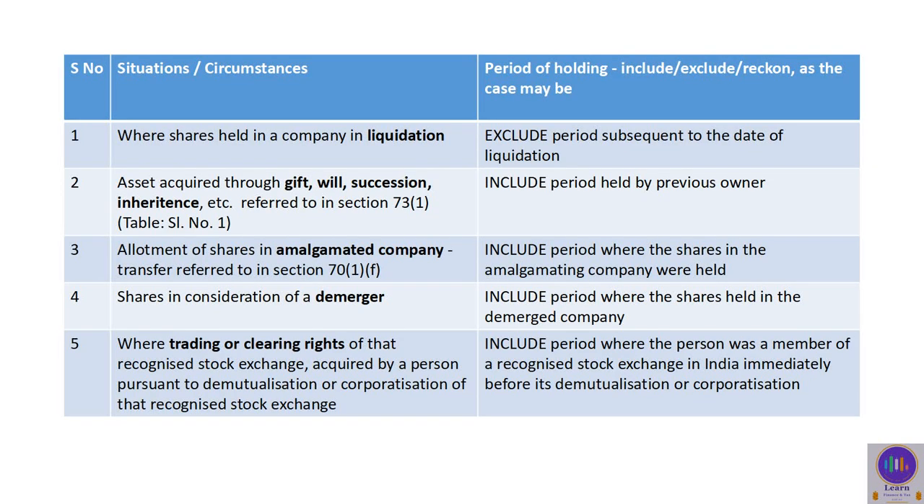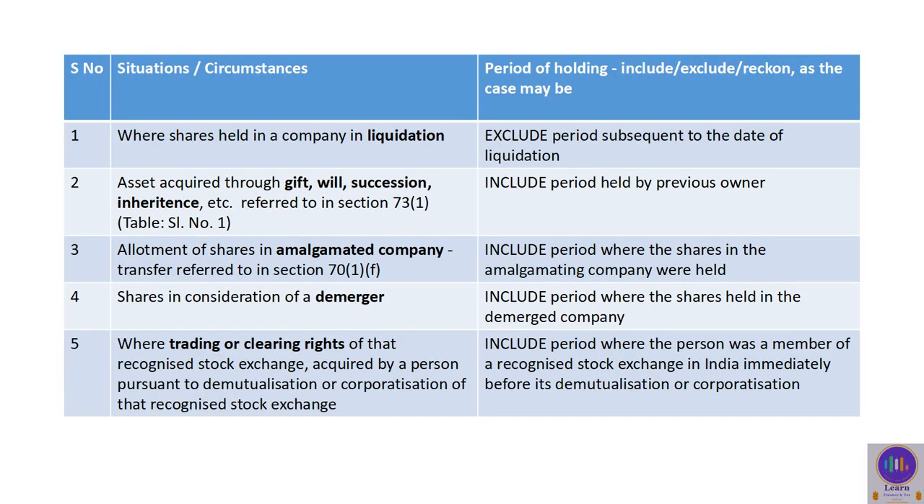In the case of allotment of shares in an amalgamated company. So you are holding shares in a company and the company is amalgamating with another company and the shares are allotted in the new amalgamated company. In this case, the period held in the amalgamating company, that is the old company, should also be included. Similarly, in the case of demerger, the period held in the demerged company, that is the old company, should be included.